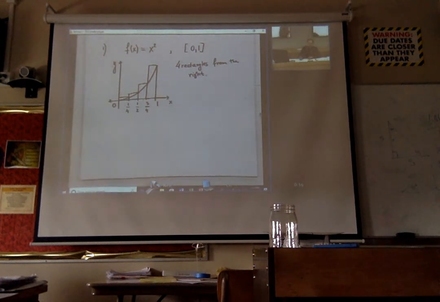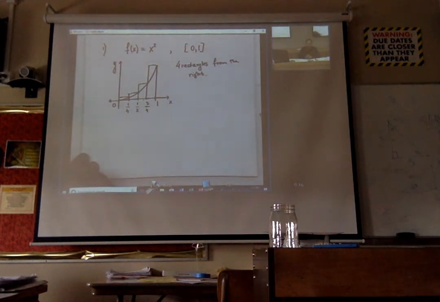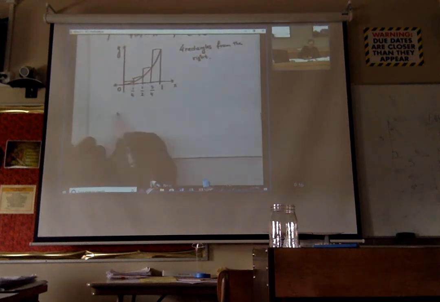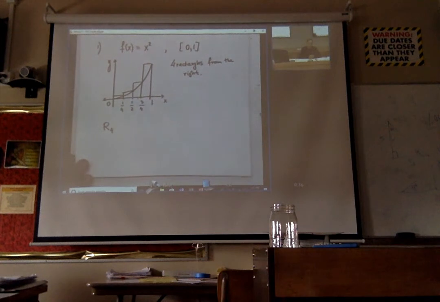Now, for this concept over here, for rectangles from the right, we have notation. And that notation looks like this. R will be calling that's our right. And sub 4 means 4 rectangles. So R sub 4 means 4 rectangles from the right. You understand? Okay? So R doesn't mean rectangle. It means from the right.